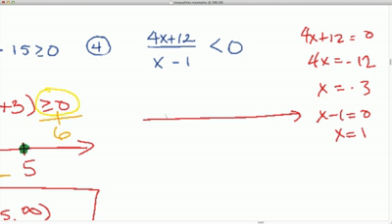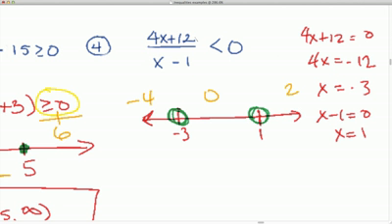We're doing sign analysis because it's a fraction and an inequality. Anytime we have a fraction and an inequality, we have to do this. So we have a -3, positive 1. And then we're going to have open dots for both of these. And then here we have test points of -4, 0, and 2 is fine.